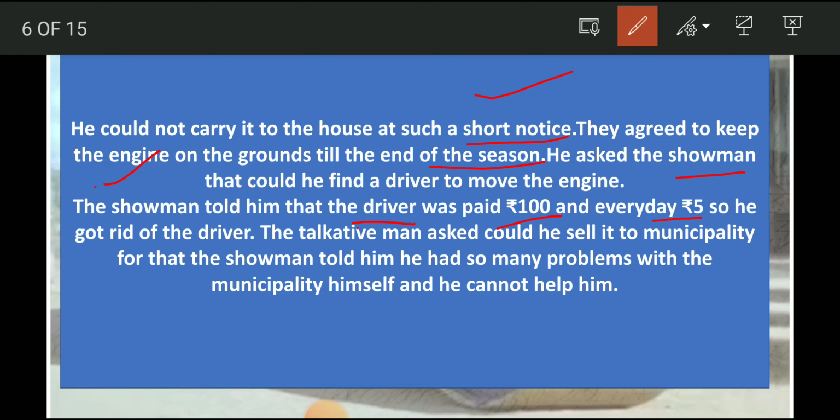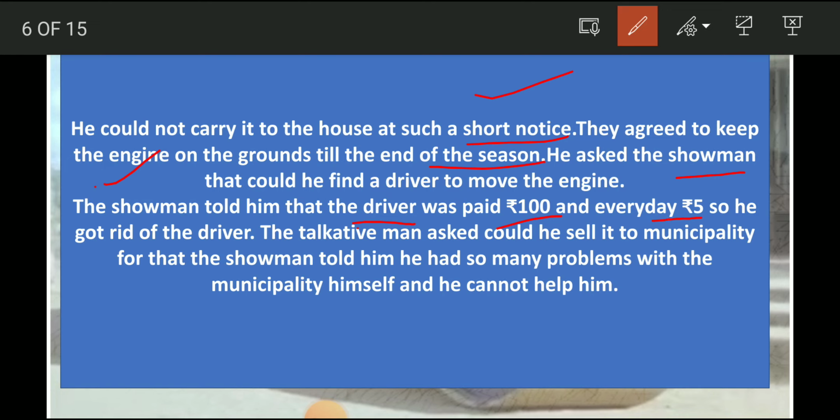Okay, then what does the talkative man do? Okay, in that case, if you don't know any driver, do you think that the municipality people will buy this? They may need this road roller. To that the showman says, see, I myself am facing so many problems with the municipality, and in this case I'm not going to help you, I'm sorry, he says.